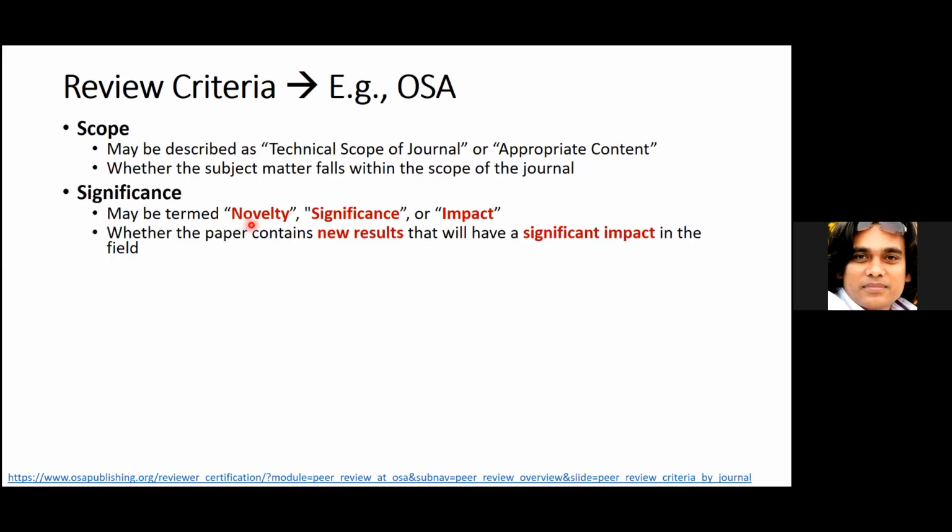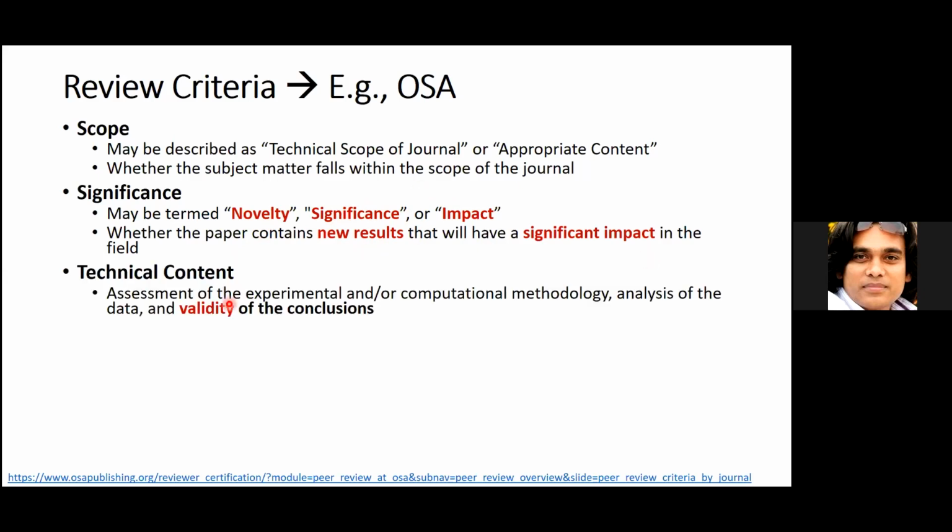Significance. The term may be novelty, originality, impact or significance, and whether your paper contains new results that will have a significant impact in the field. Even if you do not have significant impact in the field, if you have lots of analysis, it can be considered. Technical content is whether your work is technically valid, and whether the analysis or results support the conclusions and the title of the paper and so on. So this is very important.